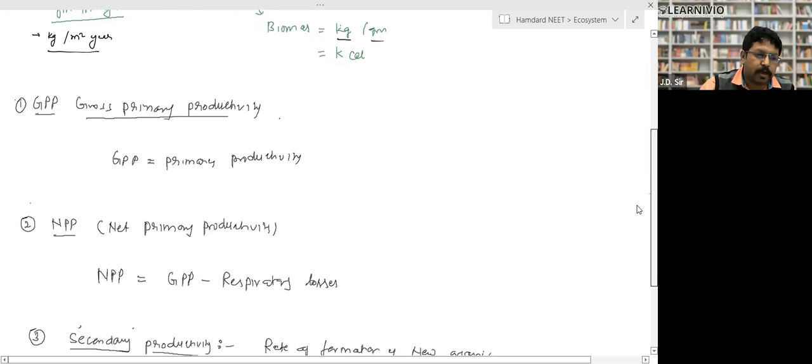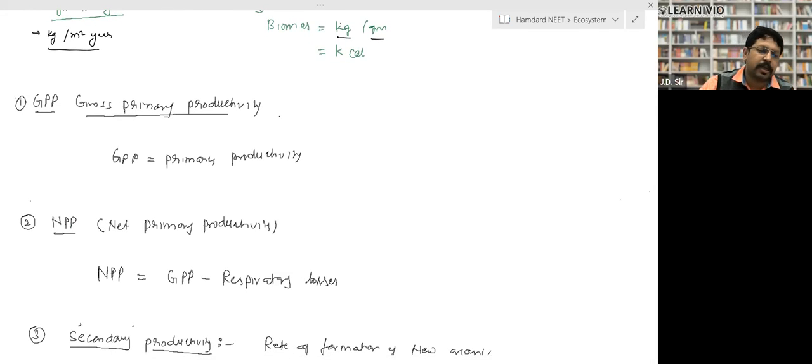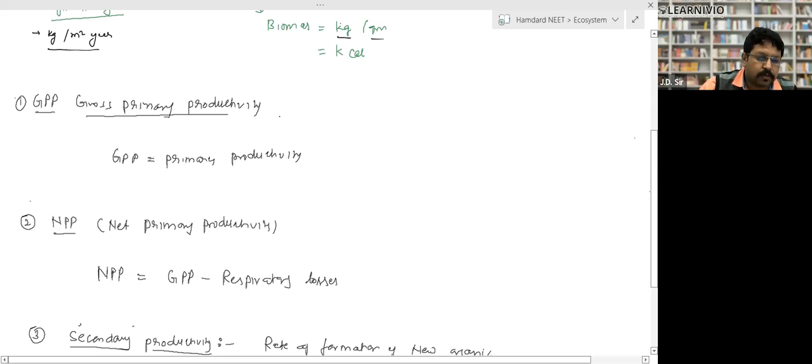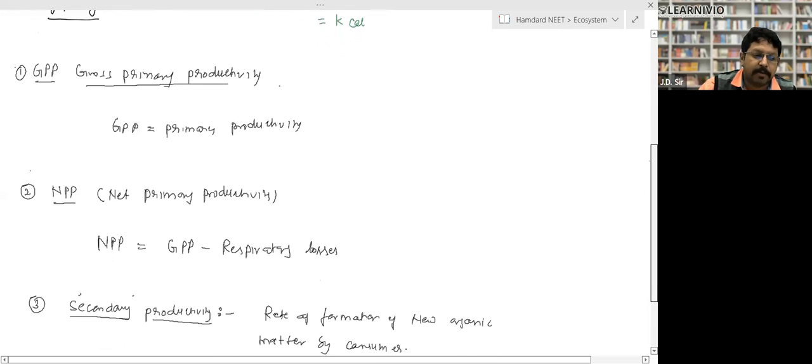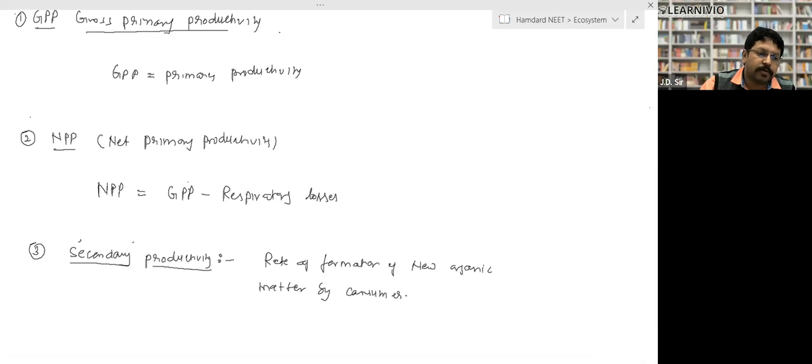Now the gross primary productivity, this is basically the primary productivity we discussed right now. Then net primary productivity, we call it NPP. In net primary productivity, the plant makes some food, and of the biomass they produce, some amount they utilize themselves. We call them respiratory losses, right? Suppose a plant has made 100 gram of glucose or starch. It will not store all 100 gram. Out of it, 10 gram it will use for itself for respiration. So that has been lost.